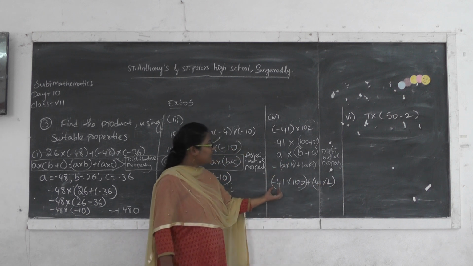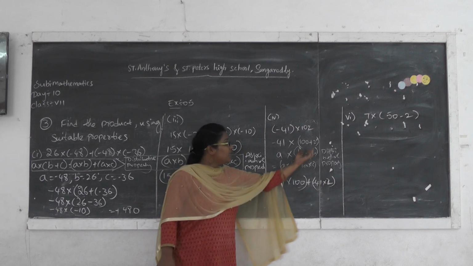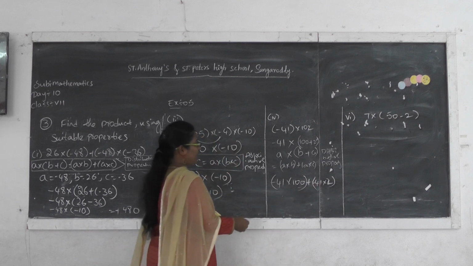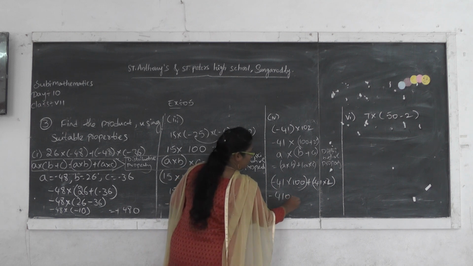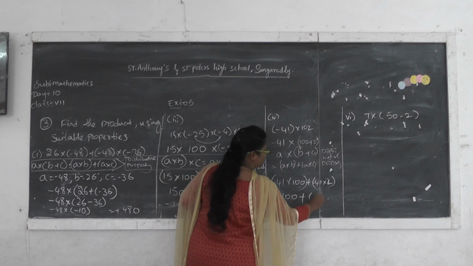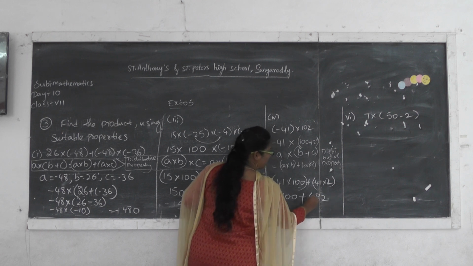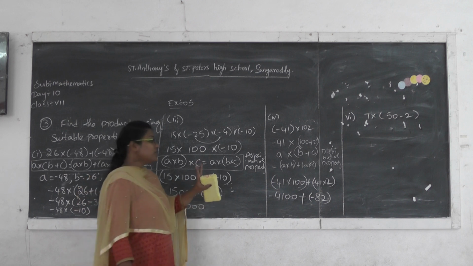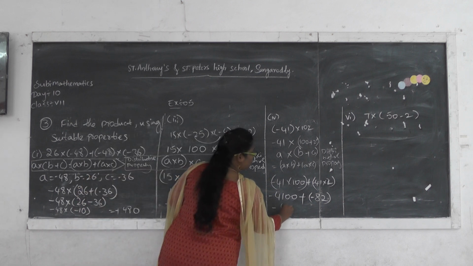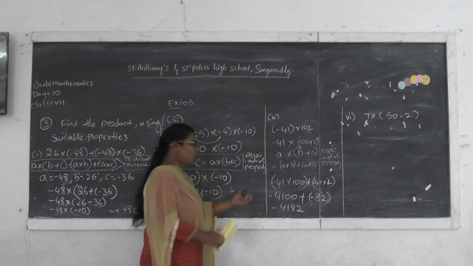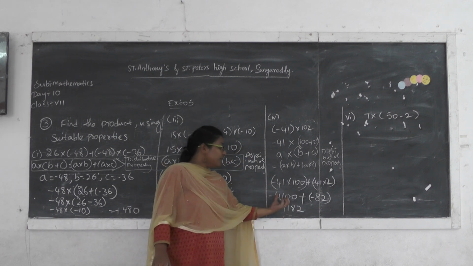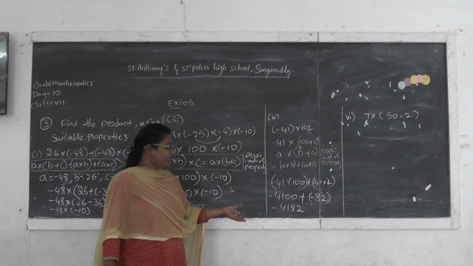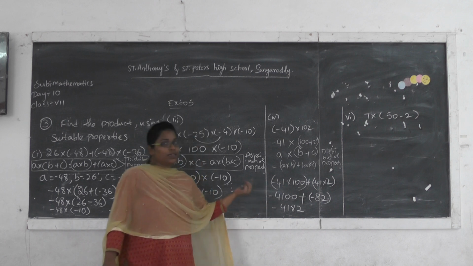A is nothing but minus 41, B is nothing but 100, C is nothing but 2. A into B plus A into C. Minus 41 into 100 is nothing but minus 4100, plus 41 2s are 82, minus 82. Both are having negative signs, so we have to add the integers. So it is nothing but minus 4182. Both are negative integers, so we have to keep the result as negative itself, according to the addition and subtraction of integers.